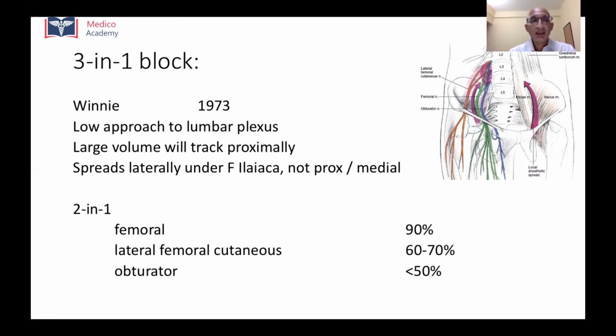in the femoral sheath with the hope that it will track proximally and go right up to the lumbar plexus level. However, it has been shown that the local anesthetic spreads laterally under the fascia iliaca rather than going up proximally, migrating towards the plexus. So, in reality, it is rather a two-in-one block where the femoral nerve is blocked 90% of the time, lateral femoral cutaneous 60 to 70%, and obturator less than 50% of the time.